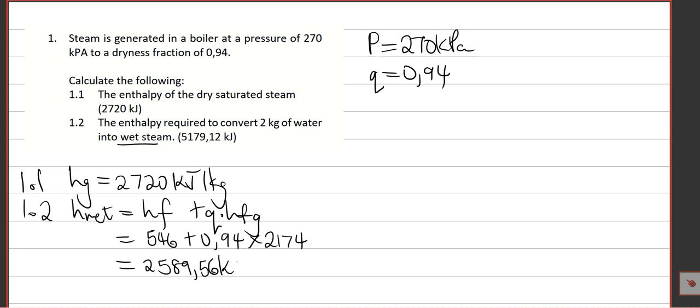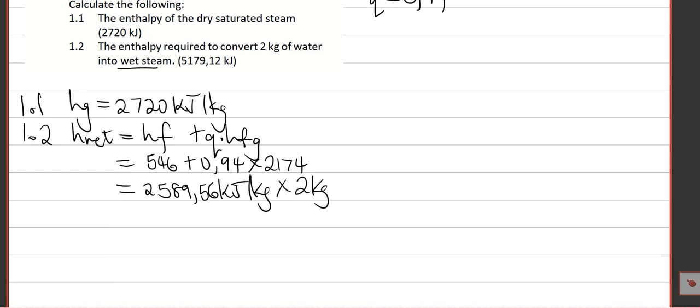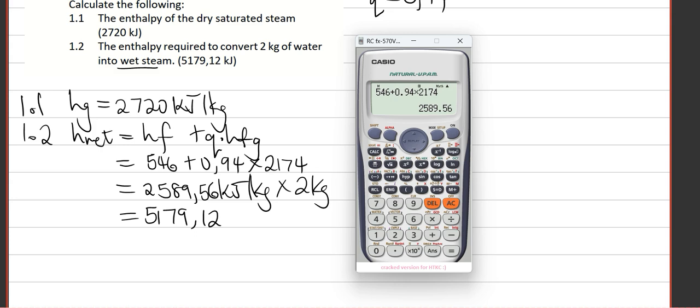2589,56. So this is measured in kilojoules per kg. Now remember, it says to convert 2 kgs of water. So all you do is multiply it by your 2 kg. When you multiply it by the mass times 2, you will get the answer 5179,12. Let's confirm so that you guys can see it. We're saying times 2. And this is the answer we got.